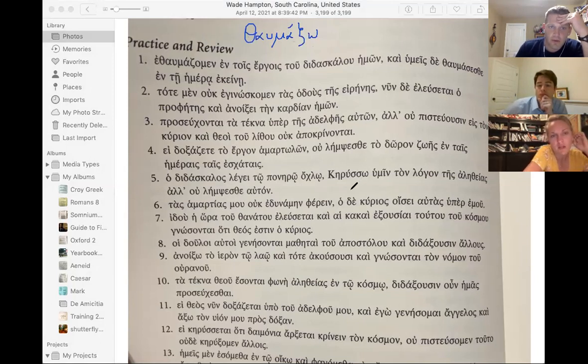So it has an eta augment, which means it's imperfect. Good. Just one slight thing. It's not an eta. It's an epsilon. Epsilon. Good. Excellent. So we've got an epsilon augment. That means it's an imperfect. You're exactly right. And then this amen, what does that tell me? Plural. Singular or first. First person. Good. And is it active or middle passive?